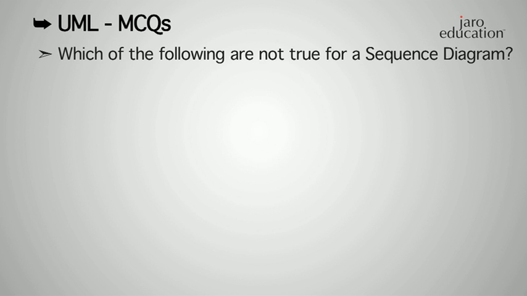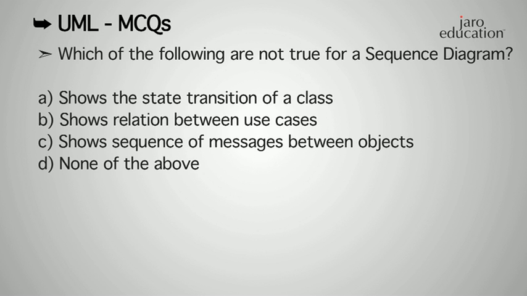So which of the following are not true for a sequence diagram? A, shows the state transition of a class; B, shows the relationship between use cases; C, shows sequence of messages between objects; and D, none of the above. So again here, since we're talking about sequence diagram, the name itself suggests it is showing the flow sequence of how a process works. The right answer is C, shows the sequence of messages between objects.